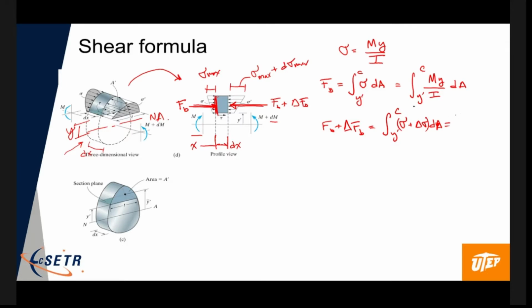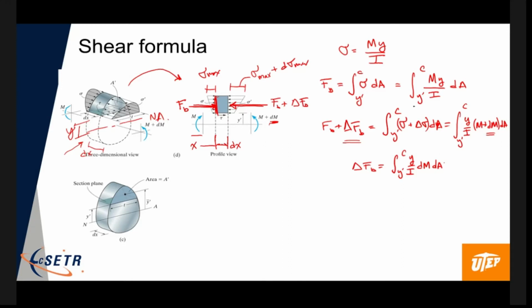Or if we put the bending moment in here, it's going to be the bending moment plus the little change. So we're going to get the integral from y prime to C of y over I, the bending moment plus how much it changes because we've moved dx. And then clearly you can see from this that the delta FB is due to this delta M. So delta FB is just that integral from y prime to C of y over I, delta M, dA.